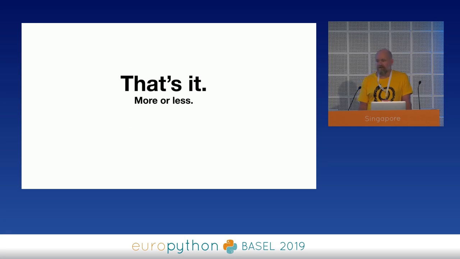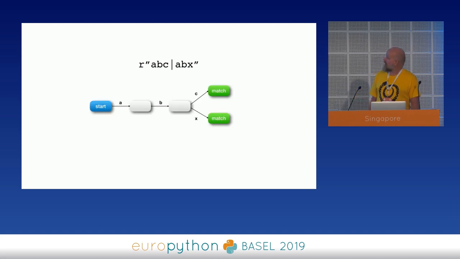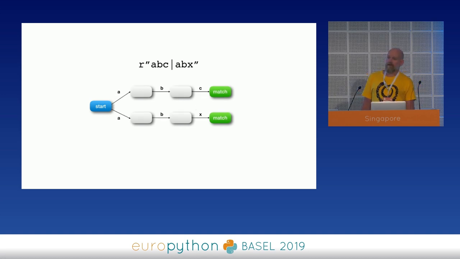Well, more or less. You see, there's, of course, some other stuff in this regex. What if we have an OR statement? So we want to match either ABC or ABX. Now, if we look at this, then we might come up with a state diagram that looks something like this. Match an A, match a B, then match either a C or an X. But no, because the regex engine is dumb. It's really dumb. It will create two paths.